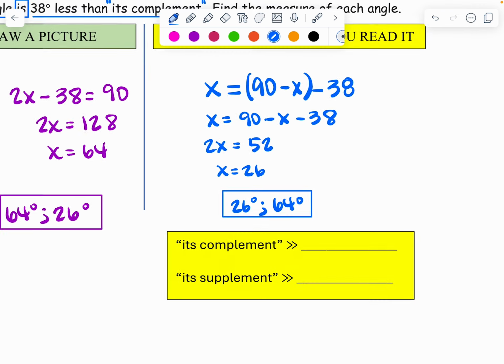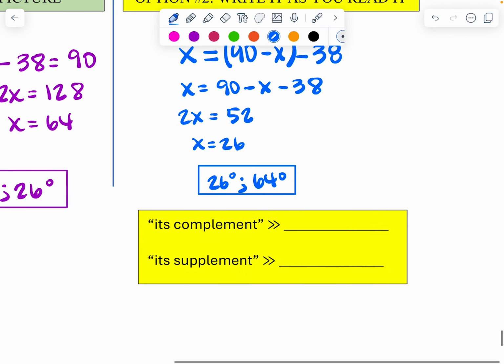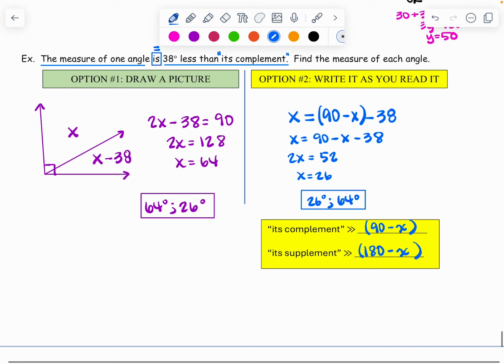So my little yellow box down here is just a little reminder. Whenever you're translating a verbal statement, anytime you see its complement or an angle's complement or something like that, you're going to be replacing it with the phrase 90 minus x, because that's how you find its complement. And anytime you see its supplement or an angle's supplement, you are going to, of course, replace that with 180 minus x, because that is how you do that calculation.